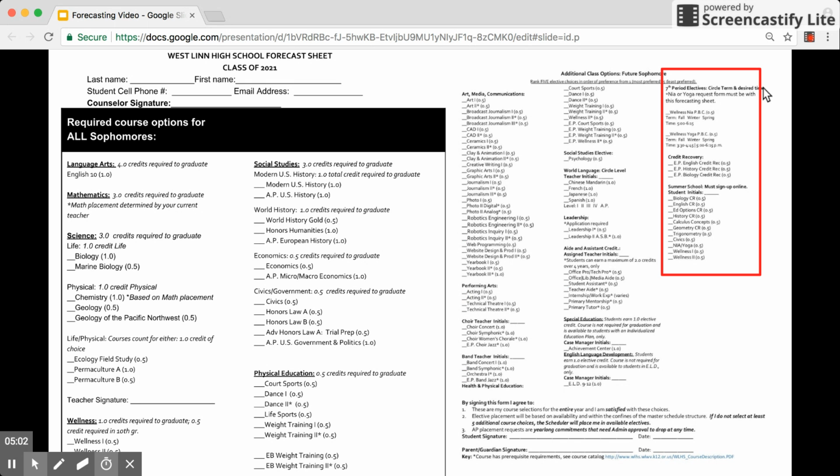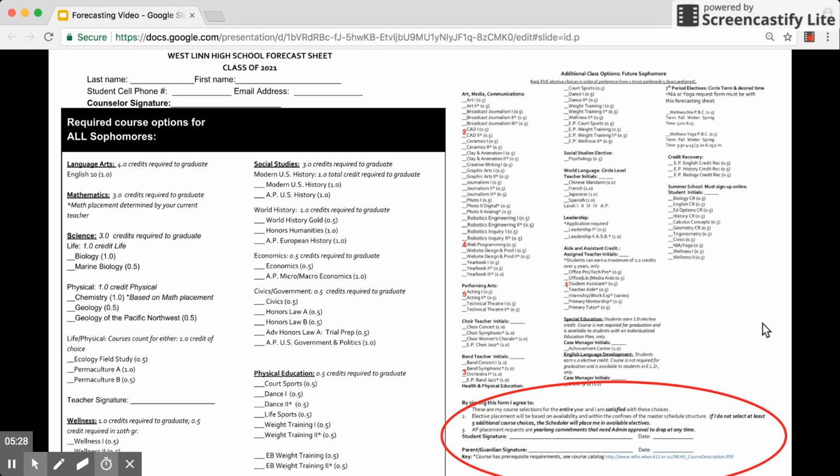On the right side here are classes that are available to students for additional credits or for classes that are outside of the typical 6-period school day. Wellness, yoga, and NIA, early bird credit recovery courses, and of course summer courses. It is helpful for students to forecast for these because this allows us to plan for the correct number of faculty to remain on staff to fulfill these course requirements.